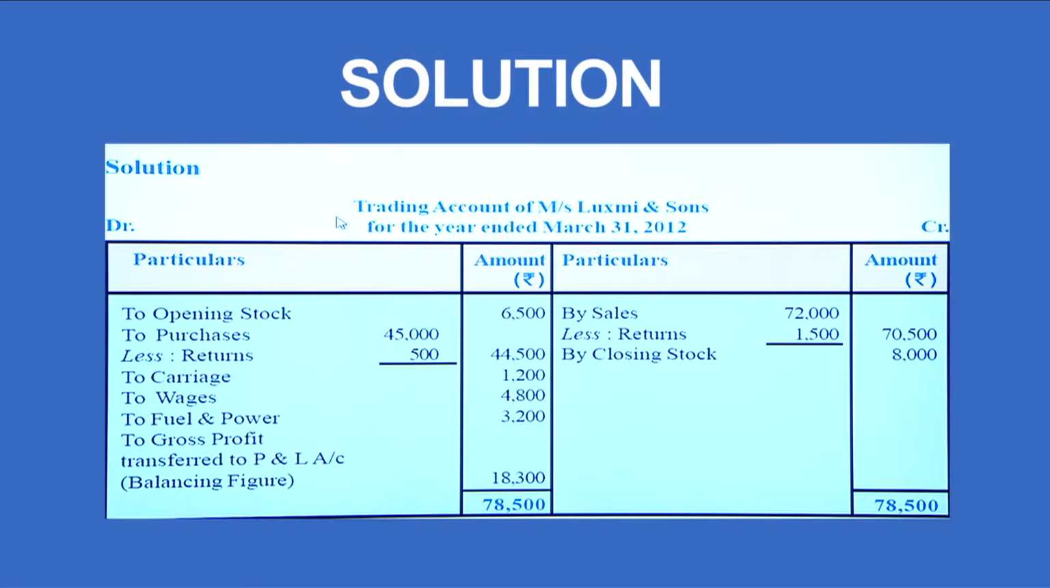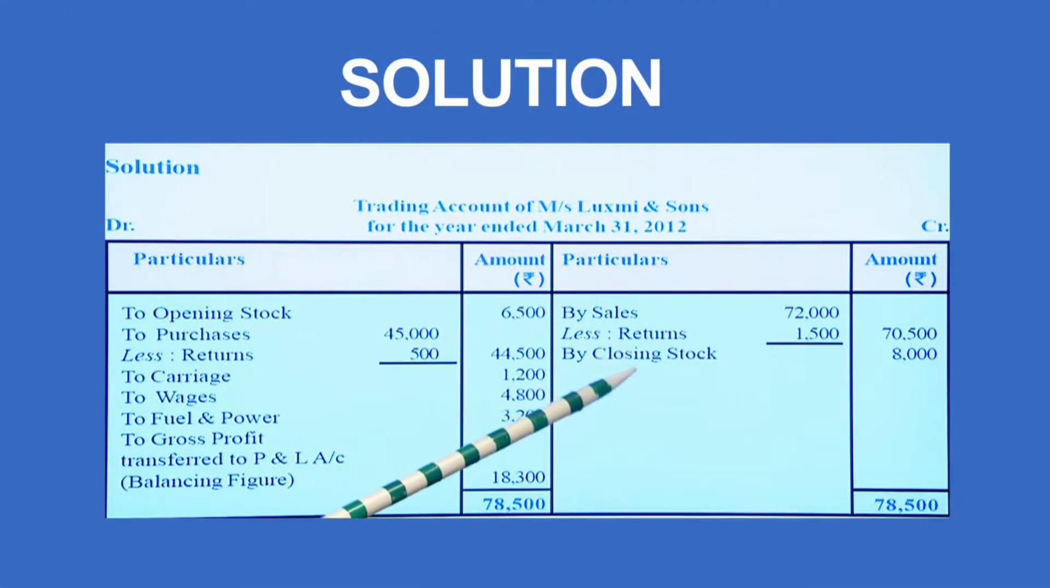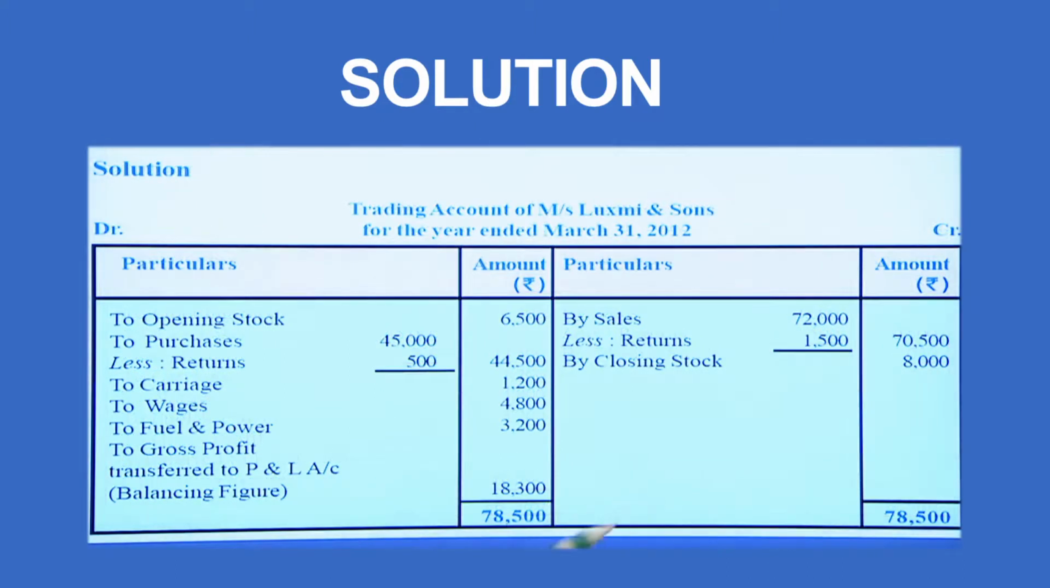So here is the answer or solution: by sales less returns, closing stock on the credit side of the trading account. Opening stock on the debit side, to purchases less returns. Carriage, wages, fuel and power, all these are direct expenses, so they come on the debit side of the trading account. Then you have to balance it. The balance is coming higher on the credit side. So that is 78,500, and if you take the difference, there is a shortage of 18,300. That will come on the debit side of the trading account as the gross profit.